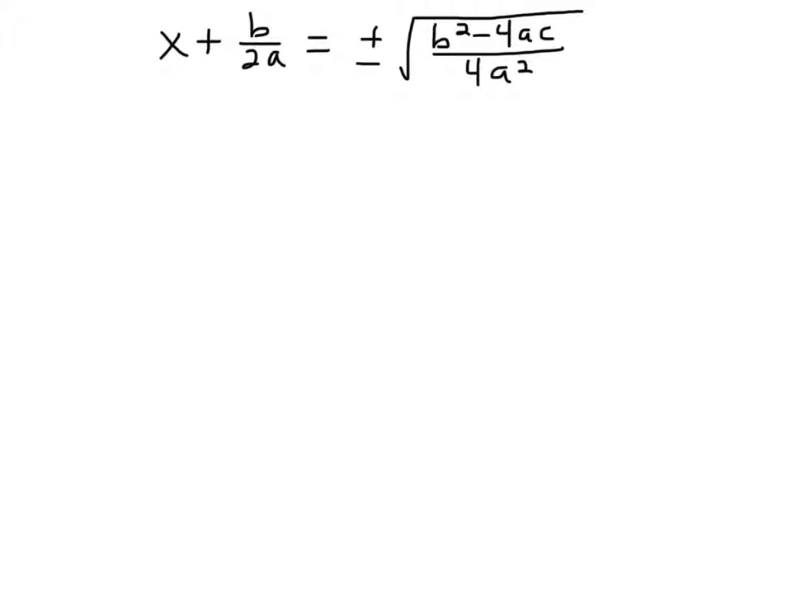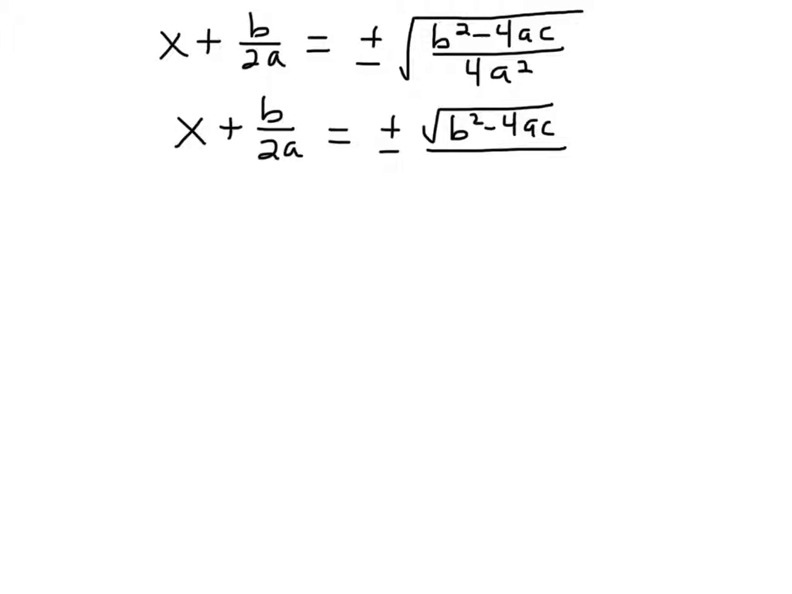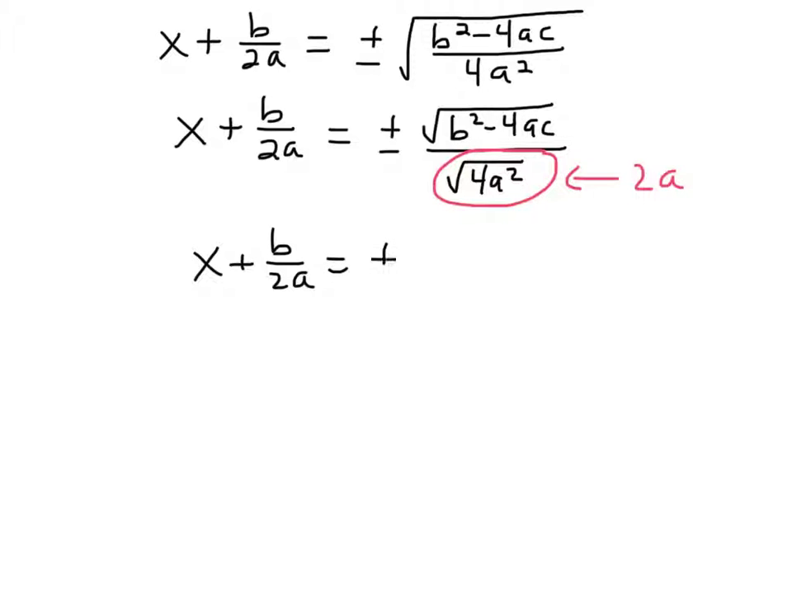Now at this point, we can take the square root of the numerator and divide it by the square root of the denominator on the right side of the equation. So we'd have the square root of b squared minus 4ac over the square root of 4a squared. And the square root of 4a squared, this denominator here, is just 2a, because 2a times another 2a equals 4a squared. So that simplifies down to x plus b over 2a equals plus or minus the square root of b squared minus 4ac over 2a.